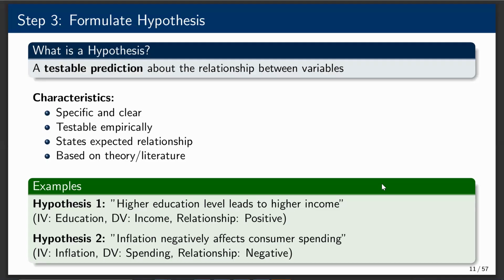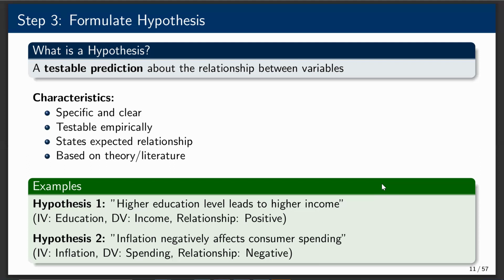The next step is to formulate a hypothesis. So the question is, what is a hypothesis? A hypothesis is a testable prediction about the relationship between variables. The characteristics of a hypothesis: it should be specific and clear, it should be testable empirically, it states an expected relationship, and it is based on theory or literature.